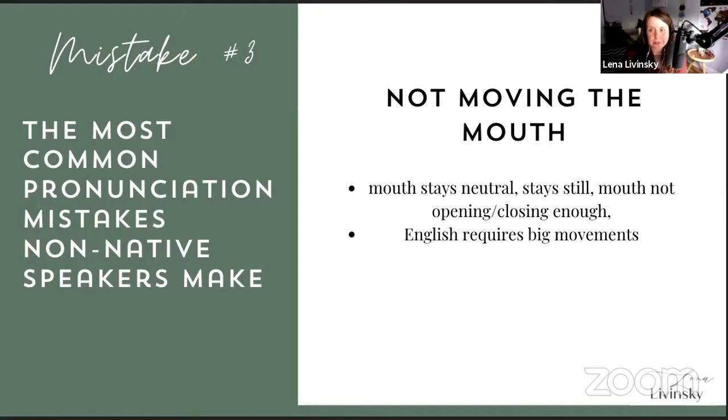Right, so you talk more like this because in your language you don't open your mouth very much, and in English that's going to make you sound off. It's going to have the volume of your speech off. It's going to affect the way you pronounce sounds. It's going to affect your intelligibility, meaning how people understand you. So that is mistake number 3. Mouth is just not opening or closing enough.